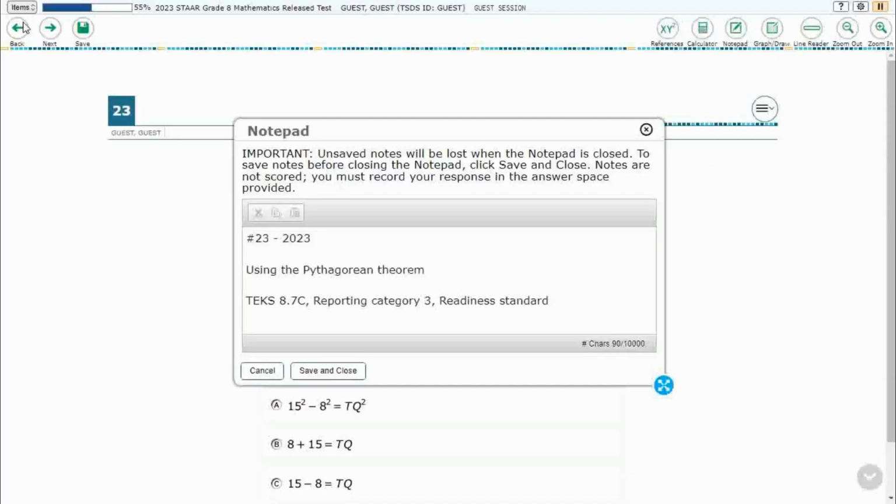For number 23, we are looking at TEKS 8.7c. This is reporting category 3 using the Pythagorean theorem, which is a readiness standard.